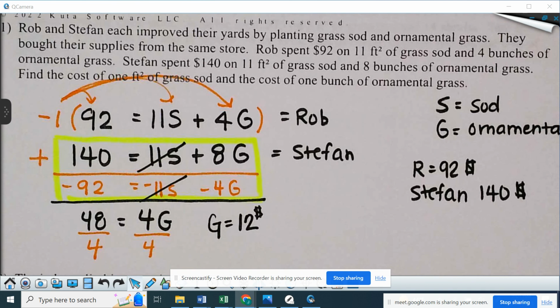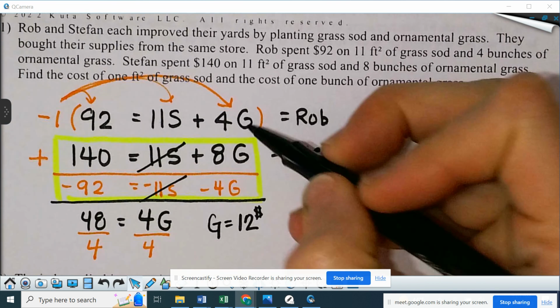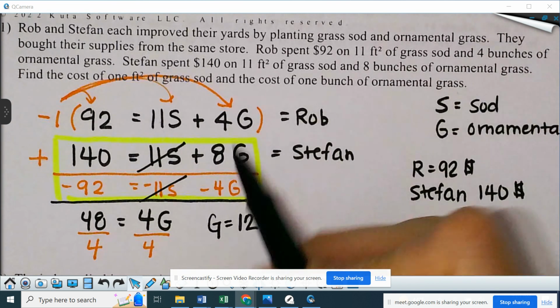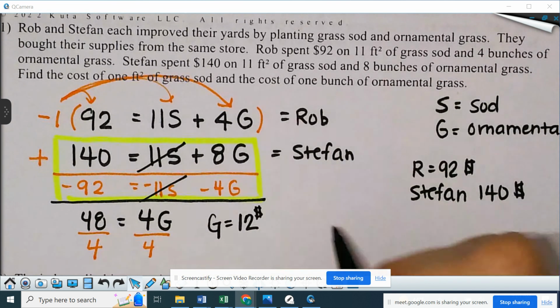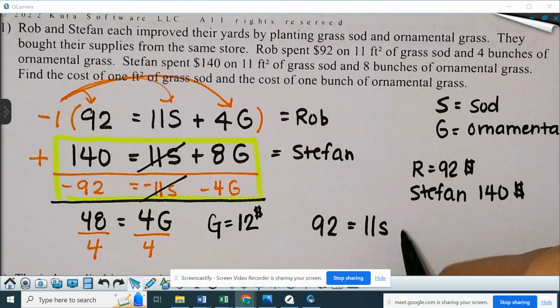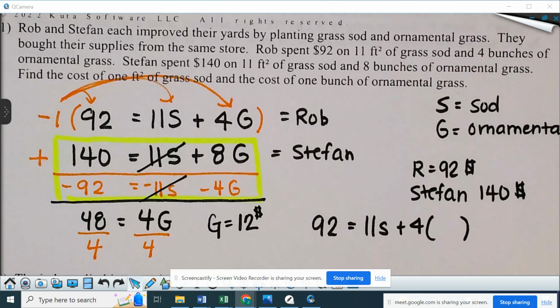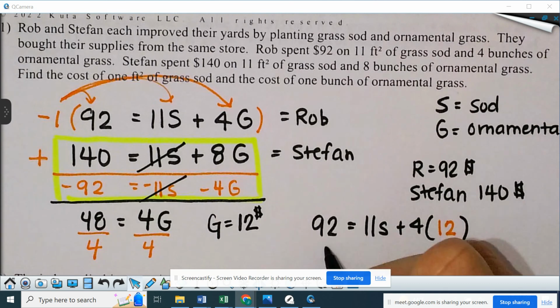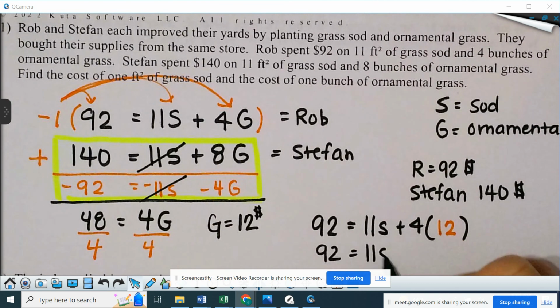Now that we have g, we have to go back and solve for the sod. You can plug it in either equation, the top one or the bottom one. I like the top one in this case just because the numbers are a little smaller. So 92 equals 11s plus 4g. And we're going to take that 12 that we found as g, plug it in here, and then we're just going to solve. So we have 92 equals 11s plus 48.